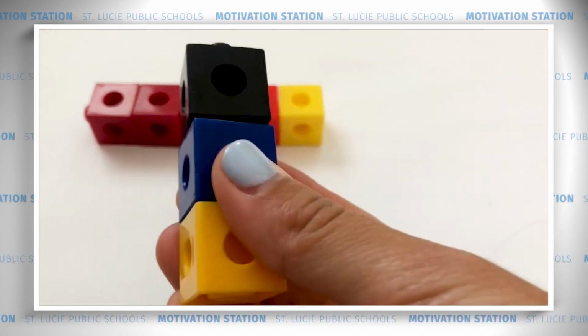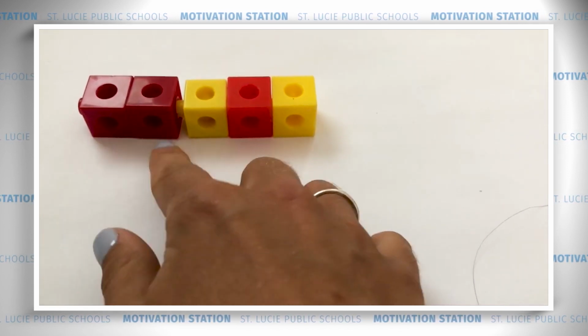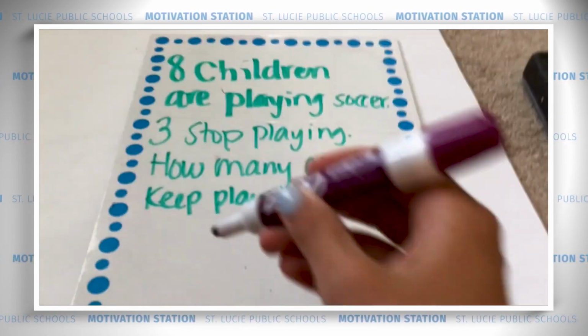So here's the 3 that I took away. Now let's count to see how many are left. 1, 2, 3, 4, 5. Now let's write that equation.